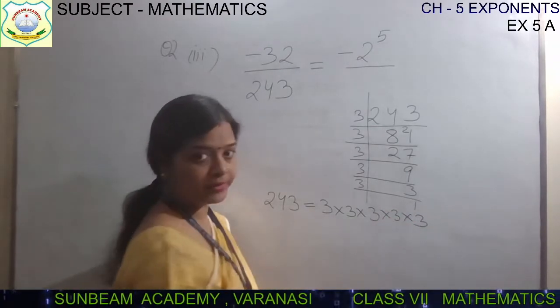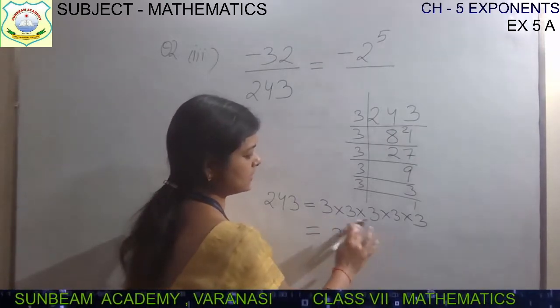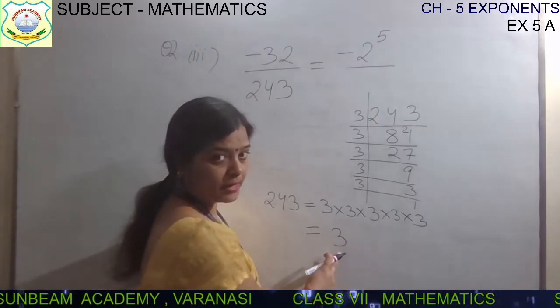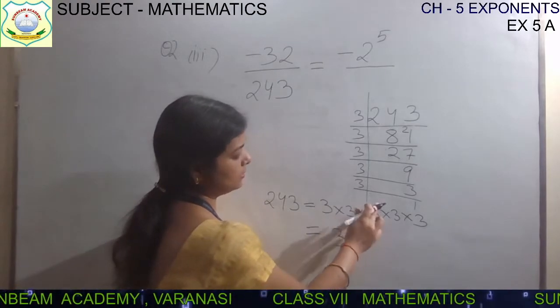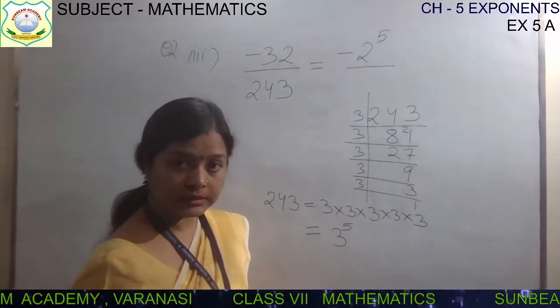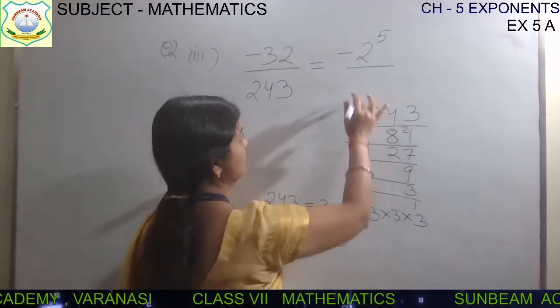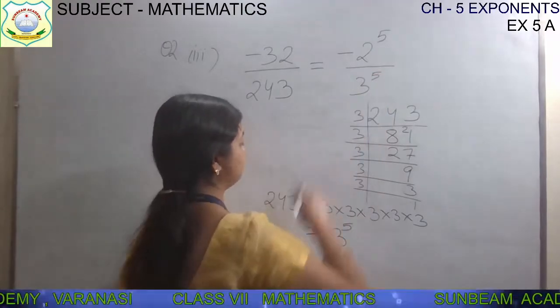5 times it can be written. And in exponential form we can write it as the bases are same and you are multiplying, so their powers will be added. 1, 2, 3, 4, 5. No power means 1. So 243 can be written as 3 to the power 5. So write down 3 to the power 5.